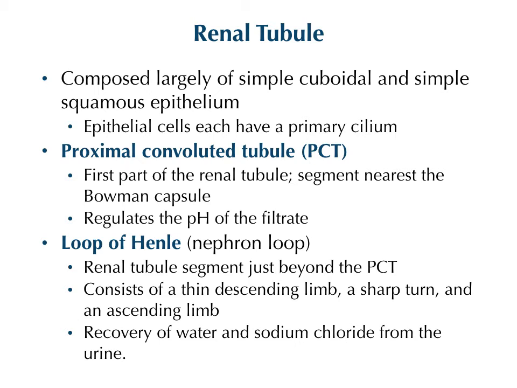Our renal tubule is composed largely of a simple cuboidal and simple squamous epithelium. The epithelial cells each have a primary cilium on there. So let's talk first about the first segment, which is the proximal convoluted tubule, abbreviated the PCT. The proximal convoluted tubule is the first and longest segment of the renal tubule, and it begins at the urinary pole of the glomerulus. There is a vascular pole and a urinary pole at each glomerulus.